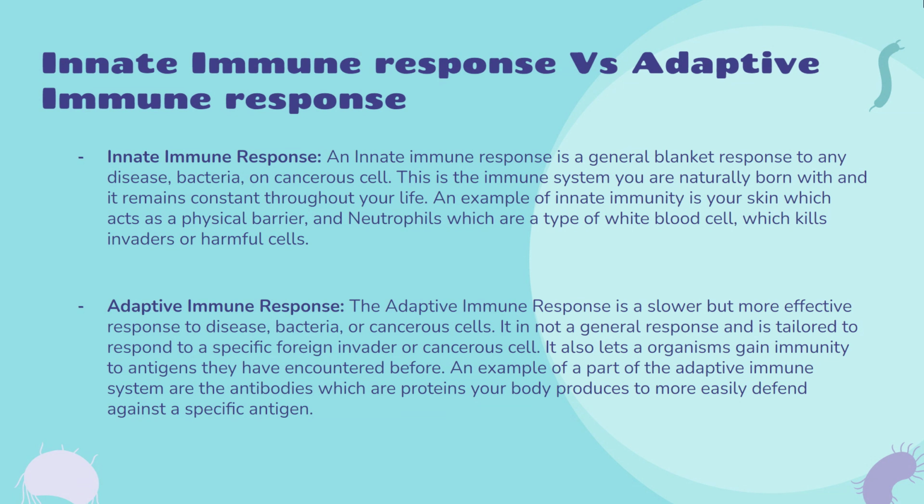An example of part of your adaptive immune system are antibodies, which are proteins. I'm sure you've heard of them before. Your body produces them to more easily defend against a specific antigen. An antigen is kind of just a catch-all word for disease, bacteria, or cancerous cell. We'll talk about antibodies later in this slideshow, so let's move on to the types of innate immune cells.